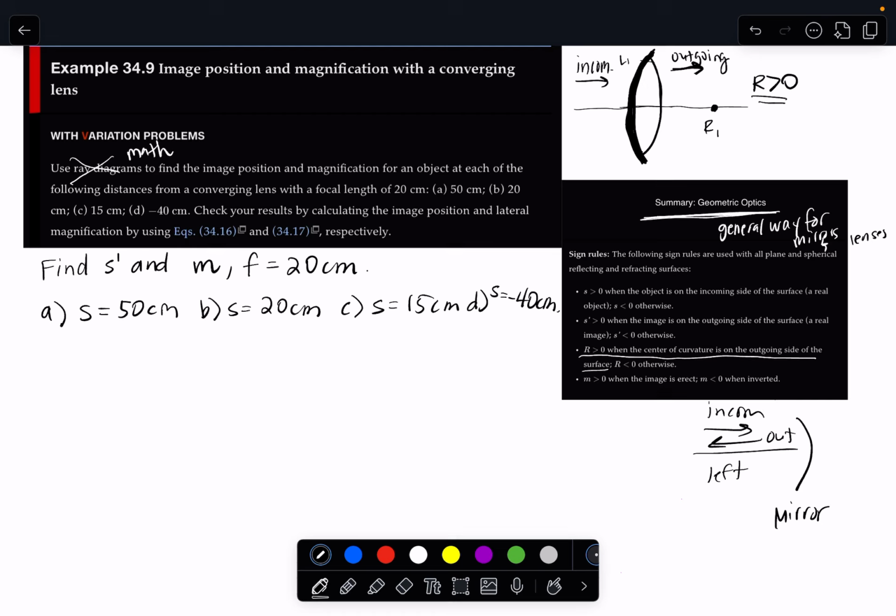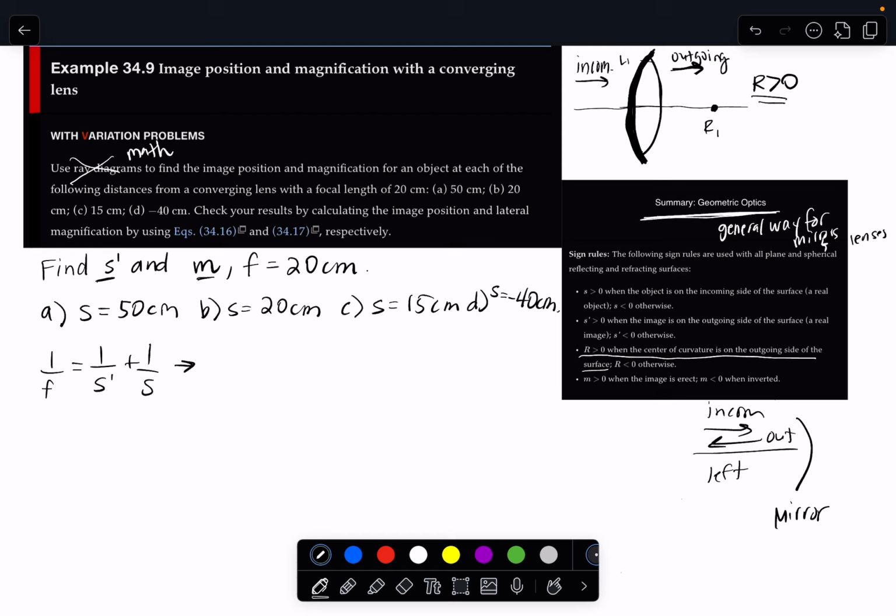We're going to use the exact same object-image relationship from mirrors. The same thing applies to lenses. So we can do either 2 over R or 1 over F. We'll go ahead and do 1 over F. We want to find S prime and then find M. So let's find S prime.